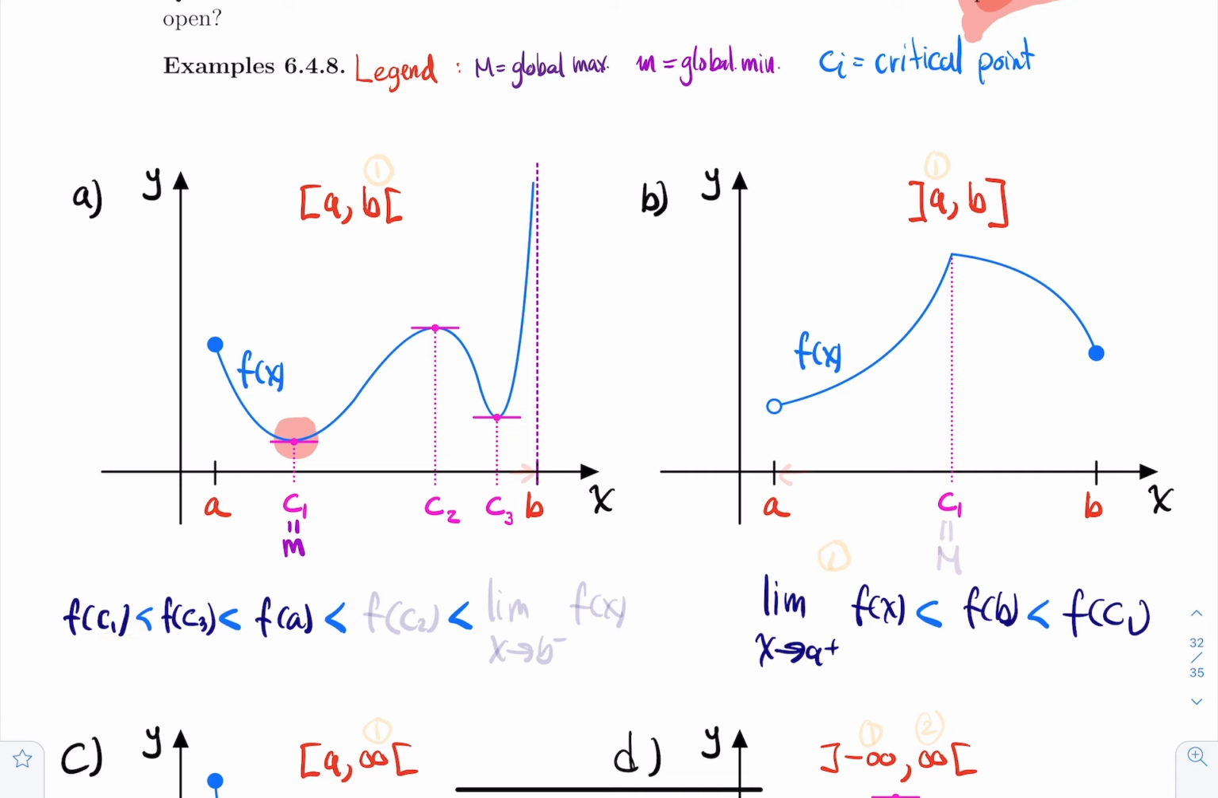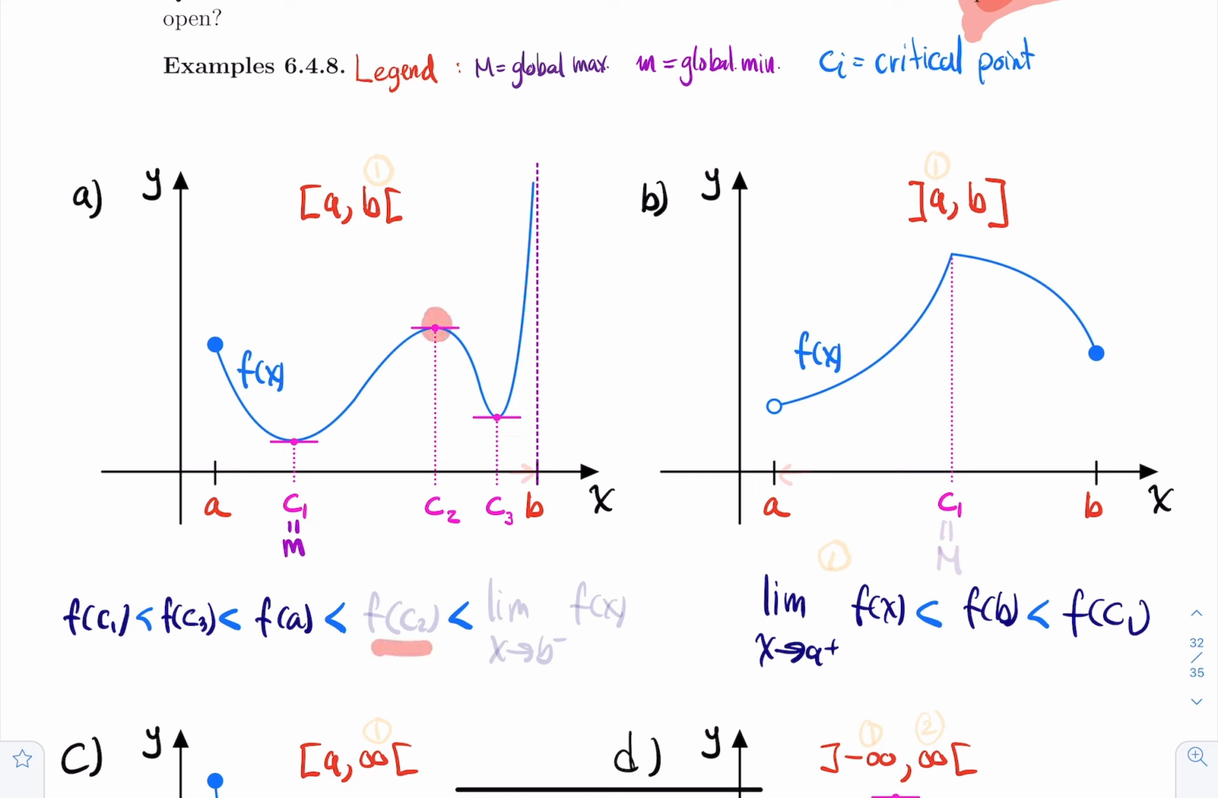Then if we move to the next one, between critical points and endpoints, the next would be f of C3. I'm just comparing numerically the y values here. And then it would be at the beginning, at A, so f of A would be next in line. I'm just looking at them in ascending order. And then f of C2 would be the next one.